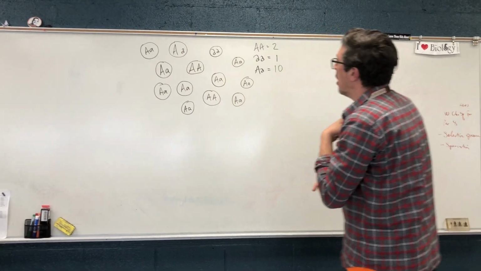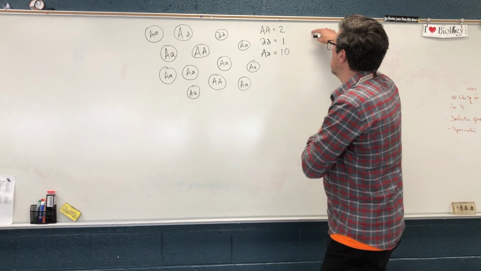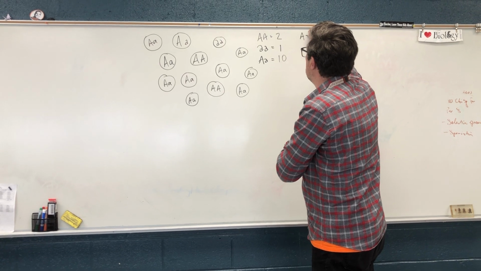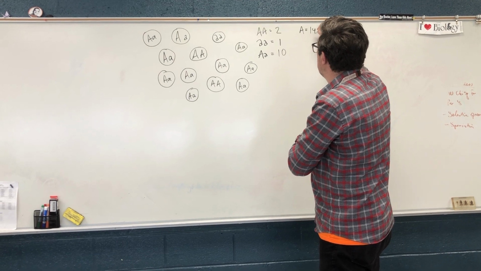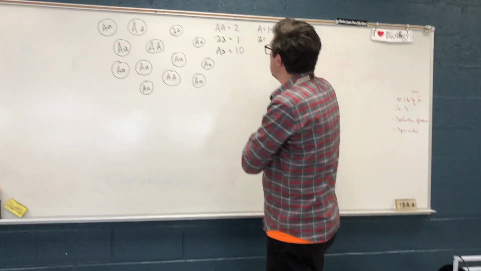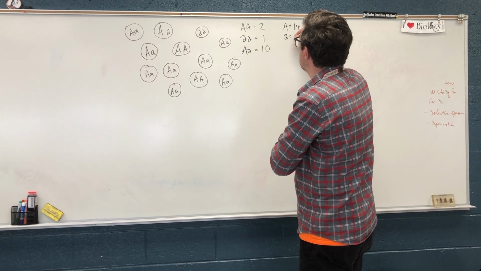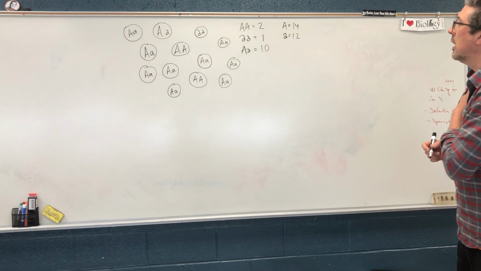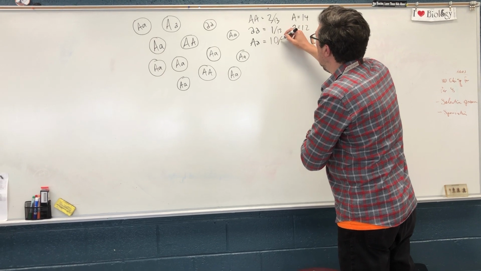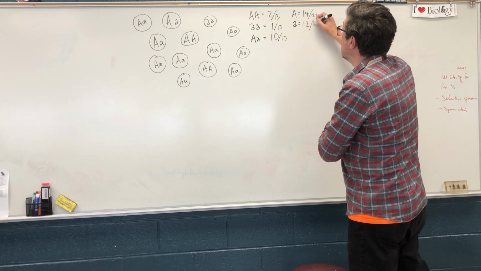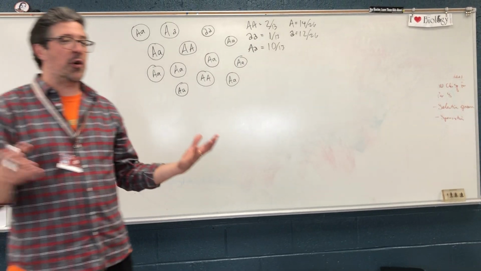Good. All right. Let's figure out the number of alleles. The A allele is going to be 4 plus 10. There's 14 of those. And the recessive allele, there is 10, 11, 12 of those. I hope that makes sense to people. This would be out of 13 total organisms, and this would be out of 26 total alleles, right?